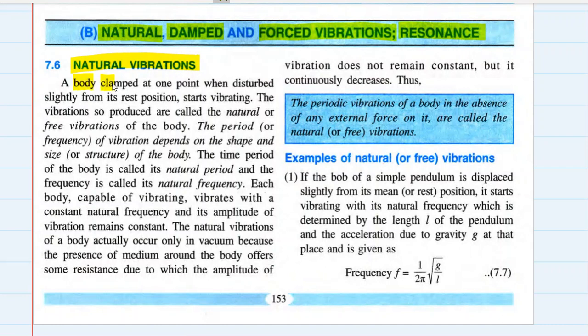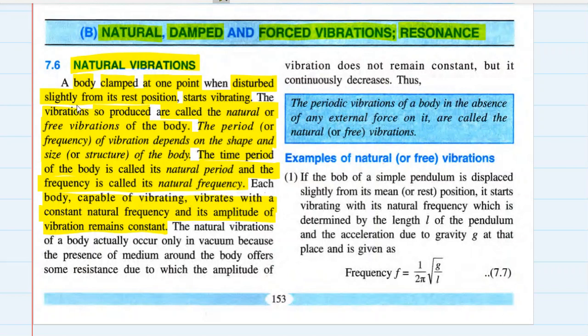A body clamped at one point, clamped means fixed, when disturbed slightly from its rest position, starts vibrating. The vibrations so produced are called the natural or free vibrations of the body. The period or frequency of vibration depends on the shape and size or structure of the body. The time period of the body is called its natural period, and the frequency is called its natural frequency. Each body capable of vibrating vibrates with a constant natural frequency, and its amplitude of vibration remains constant.